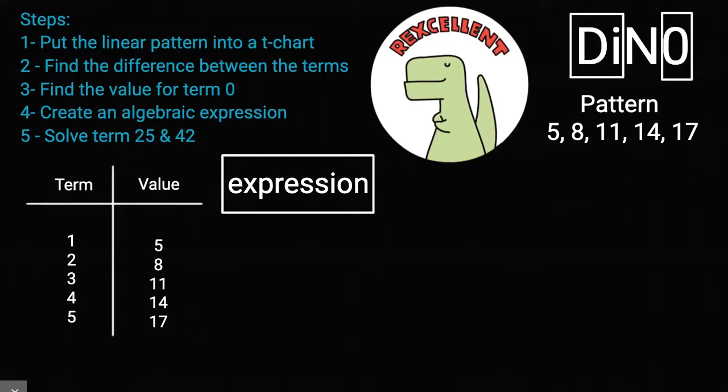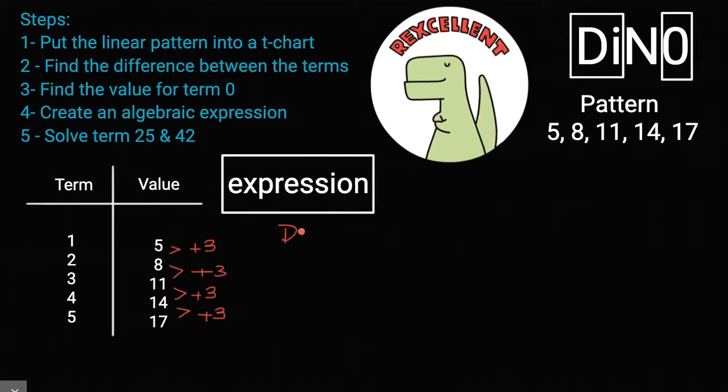So then I'm going to grab a pen or a pencil, and I'm going to ask myself, well, what is the difference between these terms? So step 2 is find the difference between the terms. The difference between 5 and 8 is plus 3. The difference between 8 and 11 is plus 3 as well. The difference between 11 and 14 is also plus 3. And then the difference between 14 and 17 is 3. So now we know that the difference between my terms is 3.